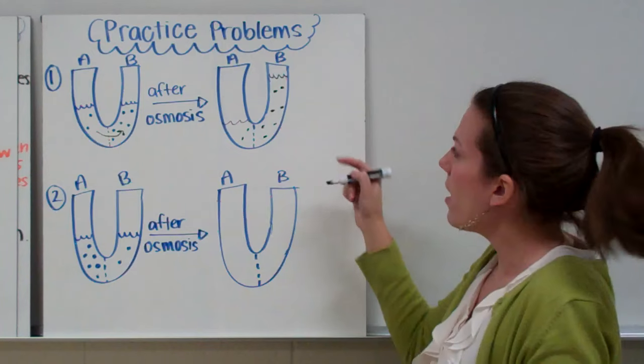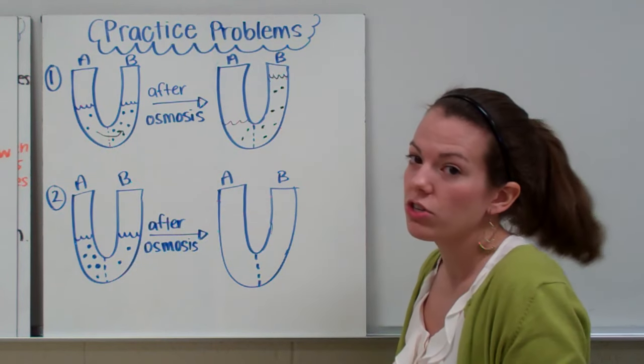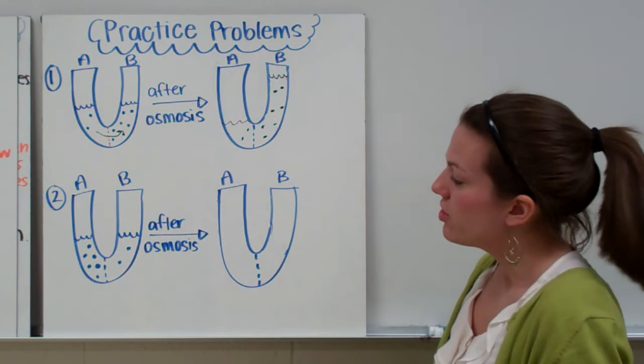But as we see, since we added extra water on side B, we now have an equal concentration on both sides of the U-tube. Let's do another example.